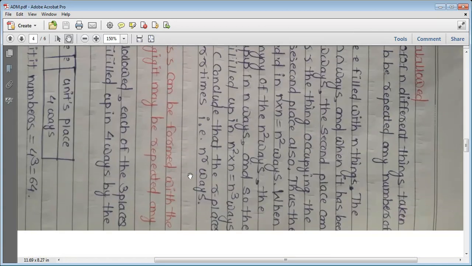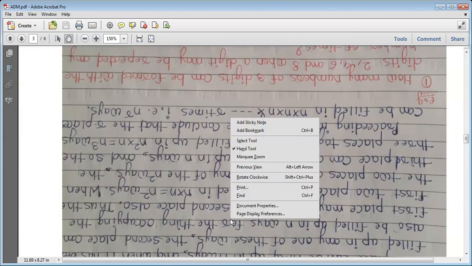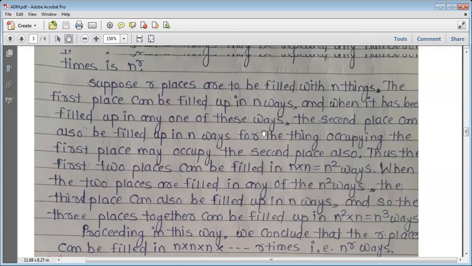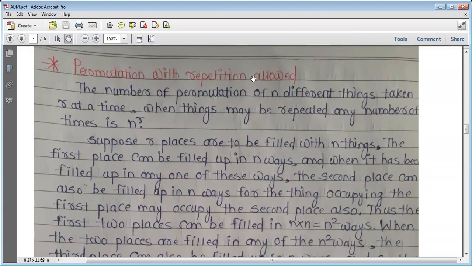Now we have to see the next point: the permutation of things with repetition allowed. The number of permutations of n different things taken r at a time, when things may be repeated any number of times, is n raised to r. That is what we have to prove.